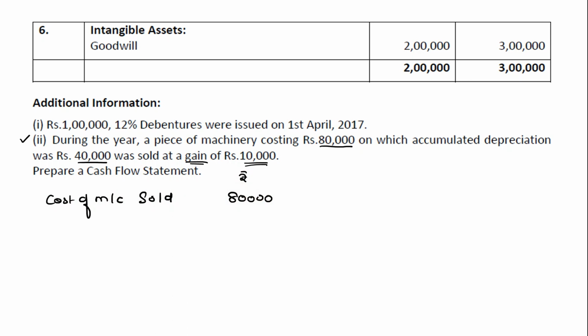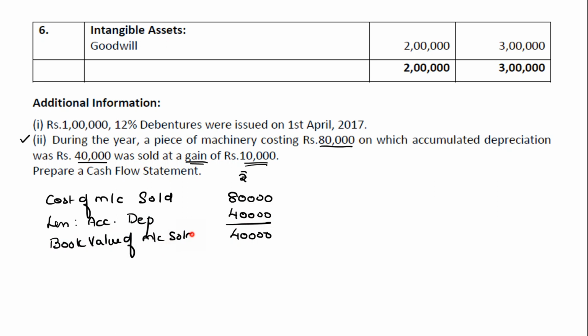And the related accumulated depreciation means so far how much depreciation has been charged for this particular machinery. That is 40,000. So let's take accumulated depreciation of 40,000. When we subtract this, we are left with 40,000. This is the book value of the machinery which has been sold.